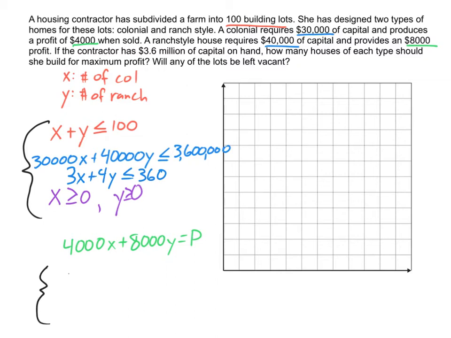We have y is less than or equal to negative x plus 100. And then we have y equals, once I solve it, negative 3/4 x plus 90. And then x is greater than or equal to 0, and y is greater than or equal to 0.